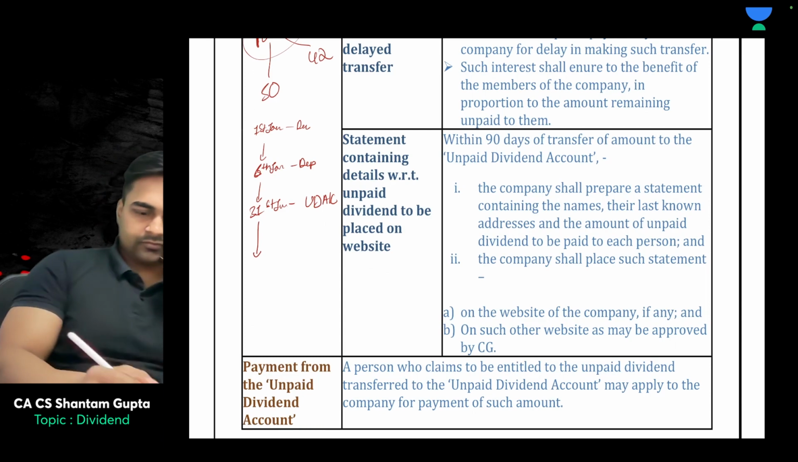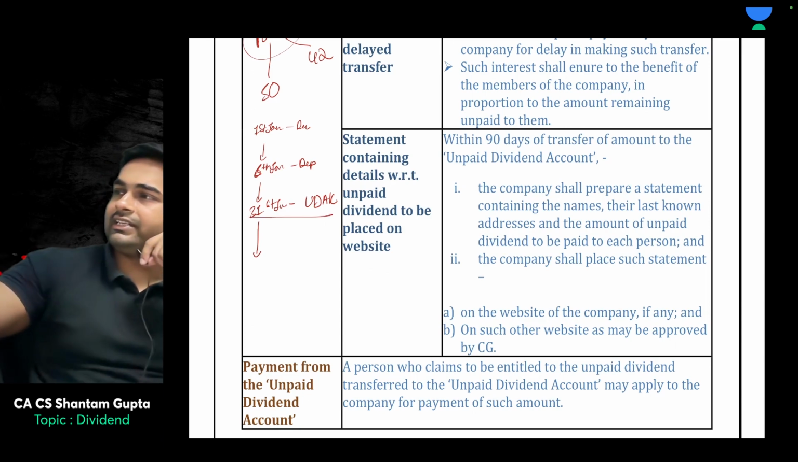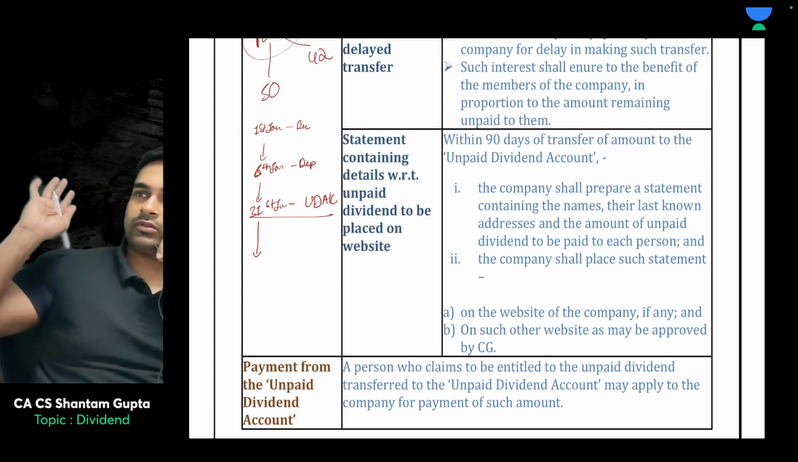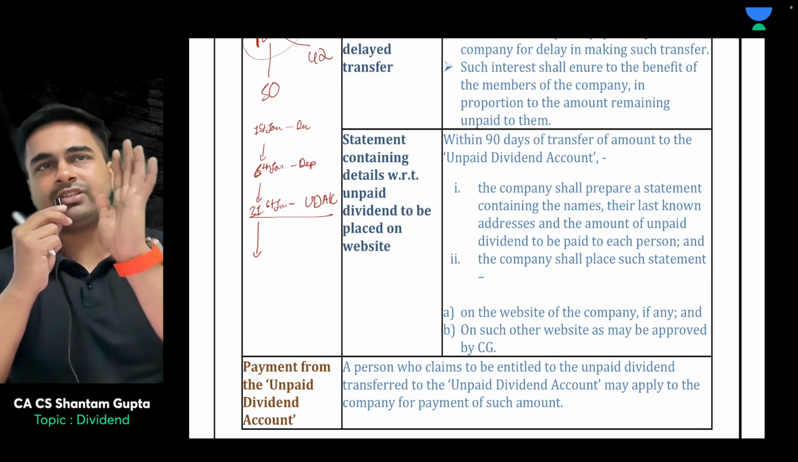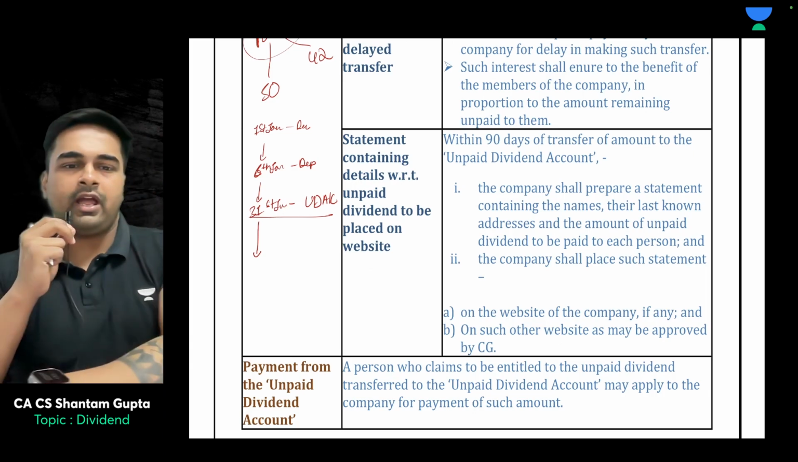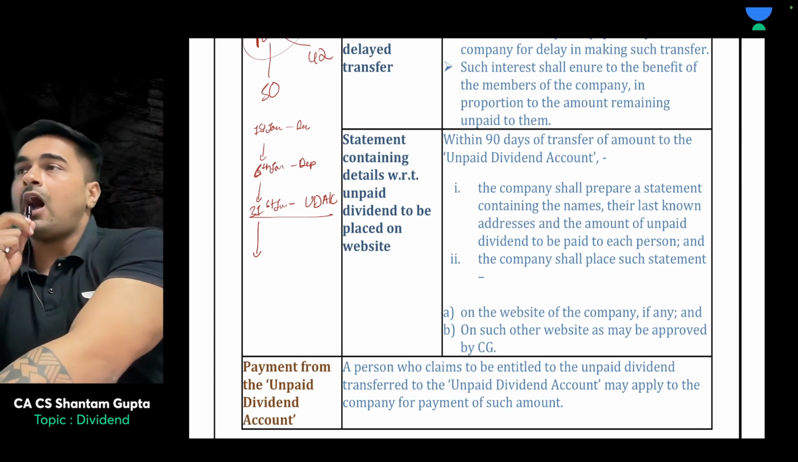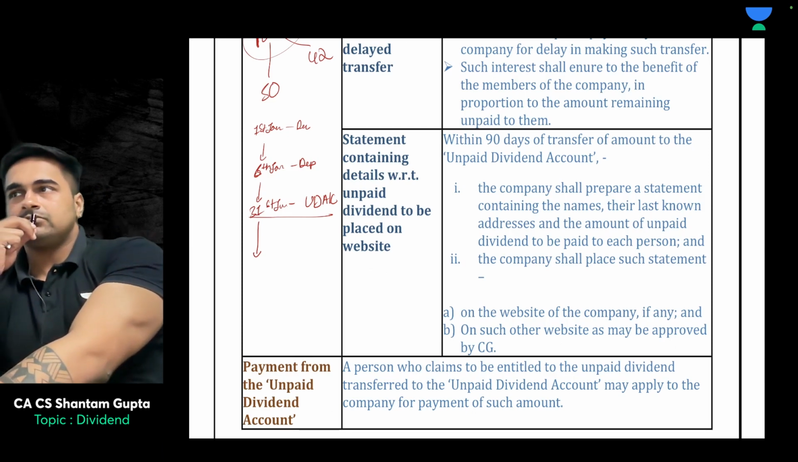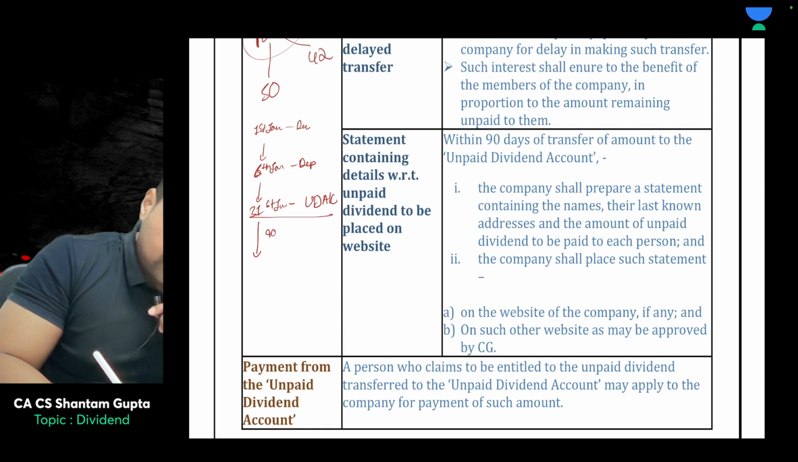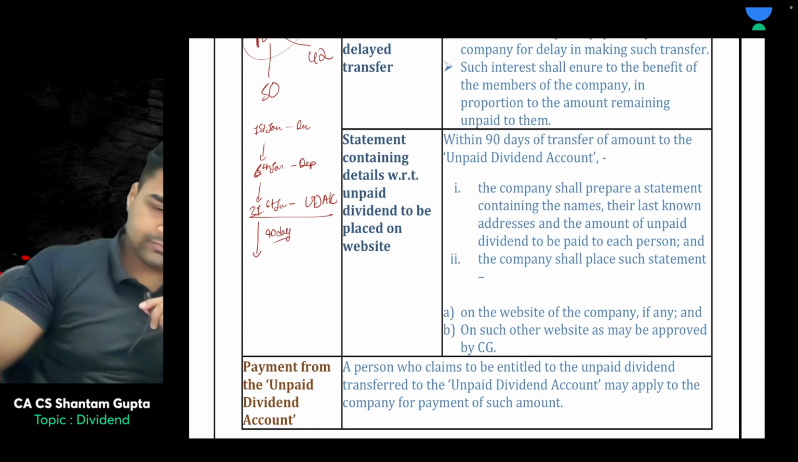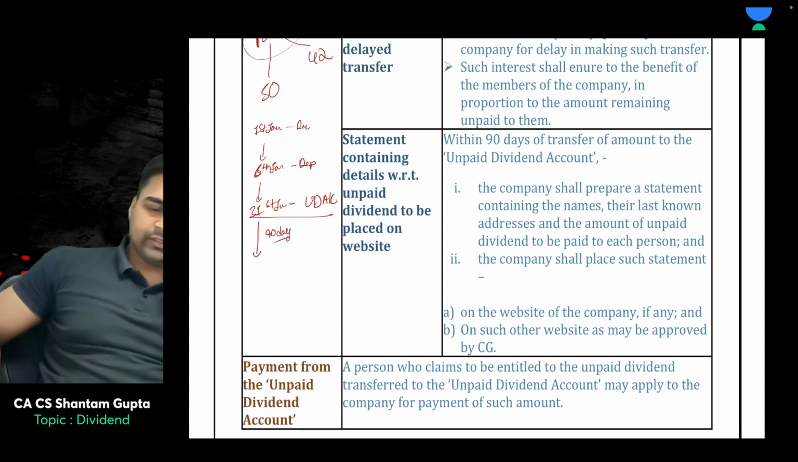Okay. Now the money is ideally sitting in the unpaid dividend account. I am assuming here that the company has transferred to unpaid dividend, and it is sitting there. How long will it sit there? Calculate 90 days from 31st January. What will be the date?